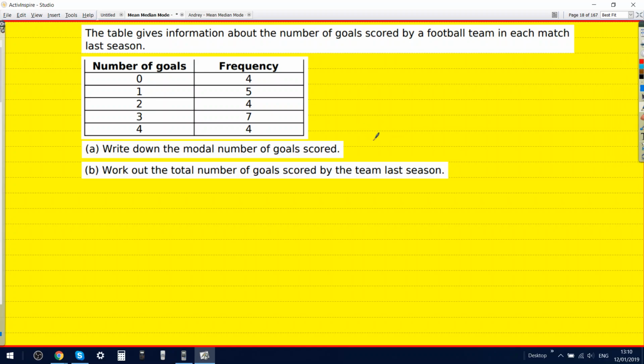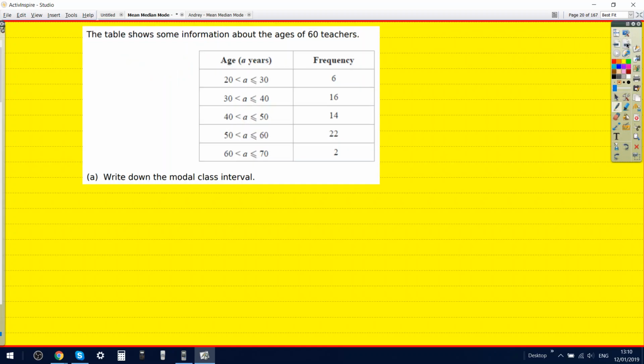Part A? 3. Yeah, and we're fine for the second one. Okay, this one?